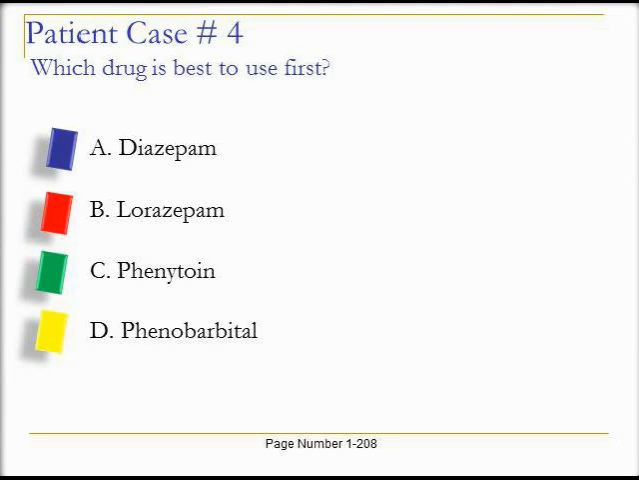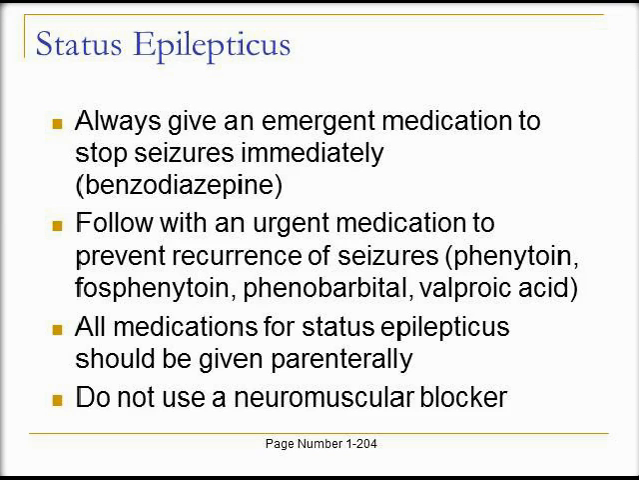A little bit of a mixed response here, but some of you are quickly succumbing to peer pressure, right? Okay. So the correct answer here is lorazepam. So let's talk a little bit about status epilepticus and what we do there. Recently, the terminology has changed just a little bit with the most recent guidelines. So the first drug we use now is called an emergent medicine.